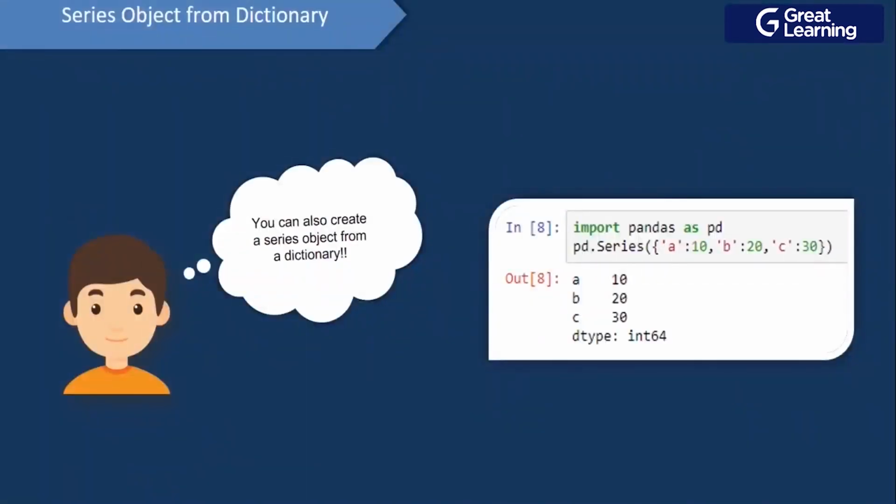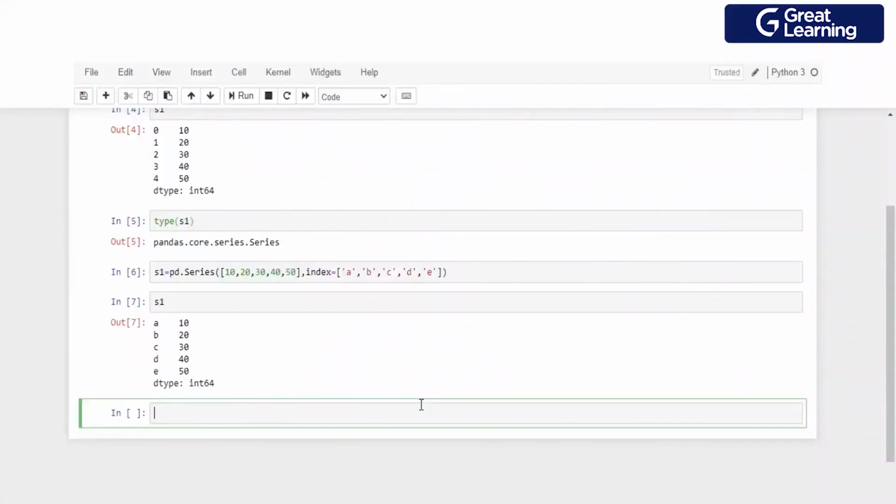Now we can go ahead and see how to create a series object from a dictionary. So we have already worked with dictionaries. We know that the dictionary is a key value pair. So here we'll just give in pd.Series, and over here we have 3 key value pairs. A 10, B 20, C 30. So here automatically the keys are taken as the labels, and these values are taken as the series values over here.